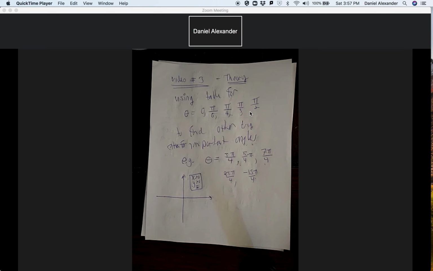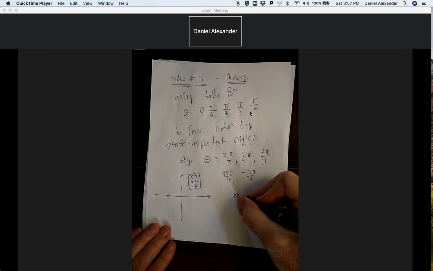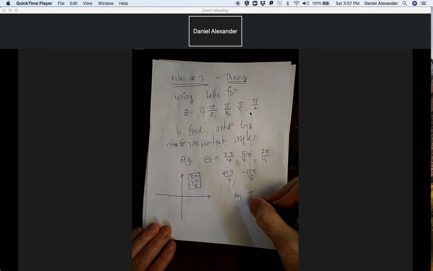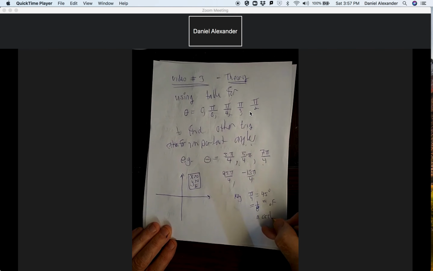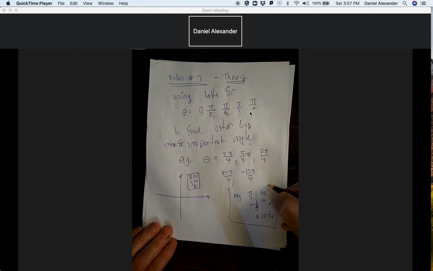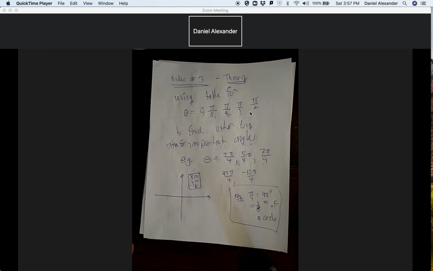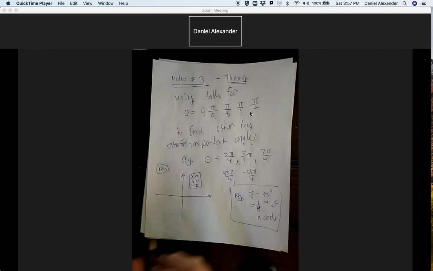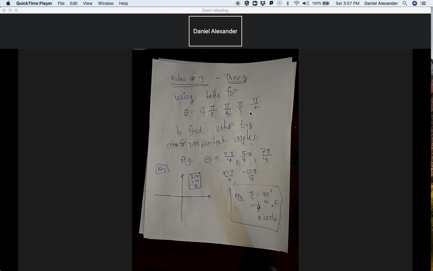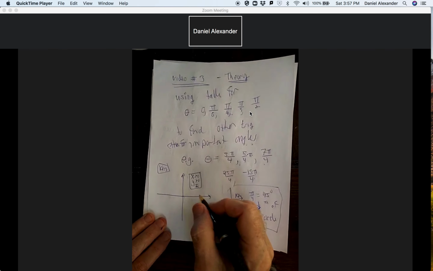There are two key ideas. The first key idea is that pi over 4 is 45 degrees, and it's 1/8 of a circle. If you can keep that in mind, then it makes life easier. The other key idea is just the signs of x and y in particular quadrants. We did this at the beginning of the semester.